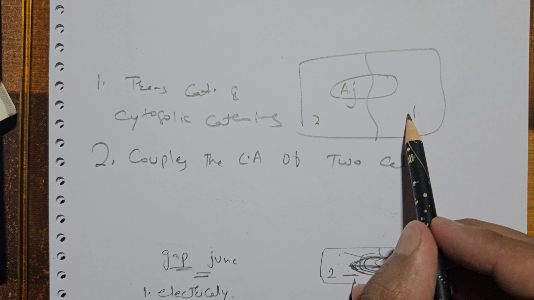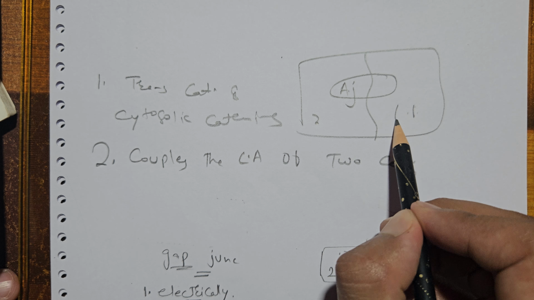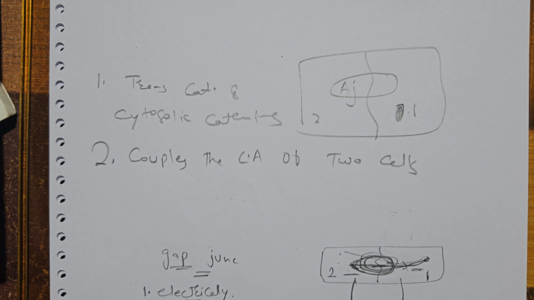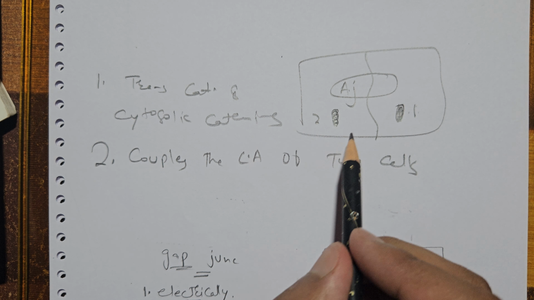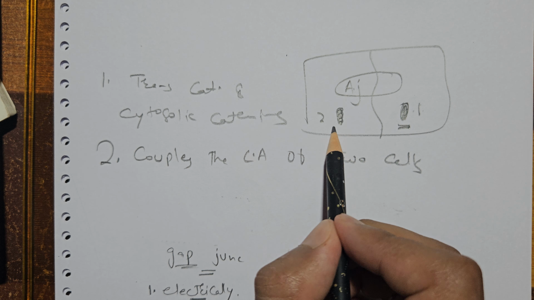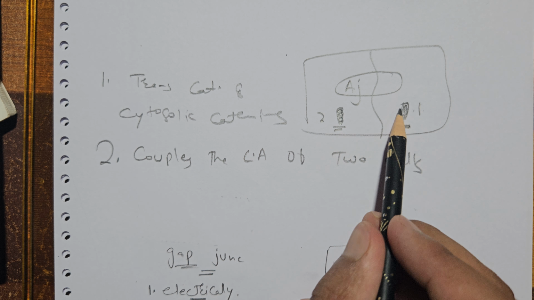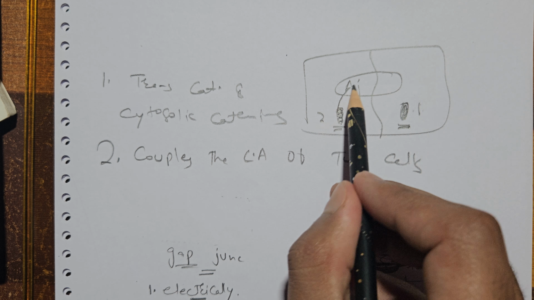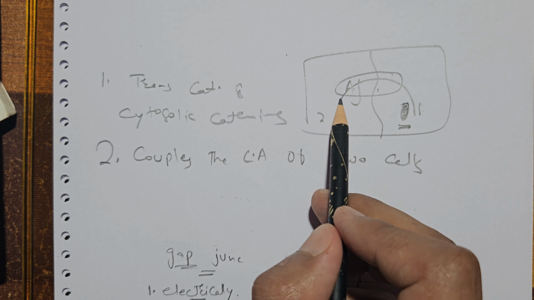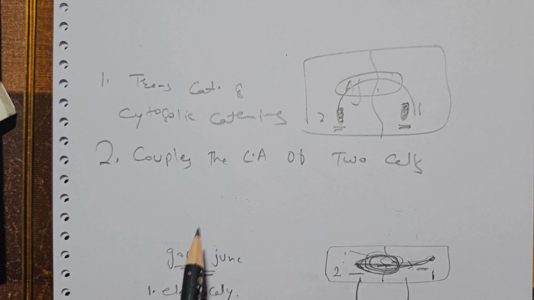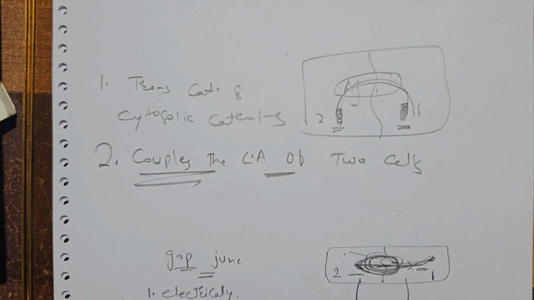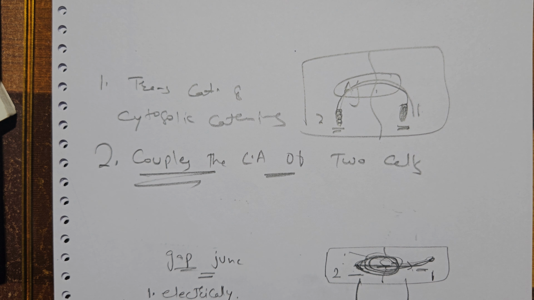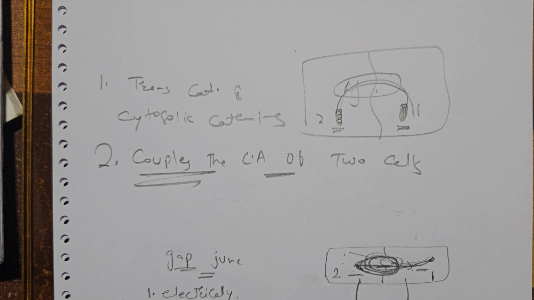Let us suppose this one cell has its contractile apparatus. This contractile apparatus is composed of actin, myosin, troponin, and tropomyosin. Similarly, another cardiac muscle cell has its own contractile apparatus. The contractile apparatus of the two cells are connected through these adherent junctions. As a result, when these contractile apparatus are connected, they couple, they are added together. Clearly, that is the function of adherent junction.